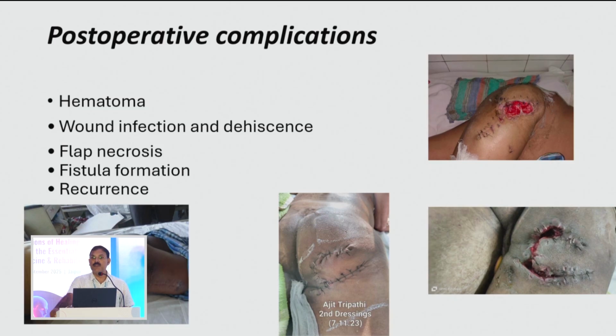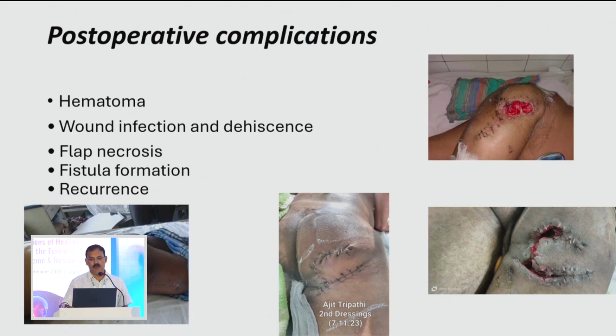There are certain post-operative complications also, like hematoma, that can be prevented by putting in a drain, and you should not remove the drain before 72 hours. Wound infections and dehiscence are possible. Like in this patient, we have done a TFL flap. Unfortunately, because of the spasticity, the patient was lying every time with the hip in an adducted position. In this adducted position the TFL muscle is very taut, leading to wound dehiscence. That can be from the infection also. Flap necrosis is possible. Fistula formation, recurrence.